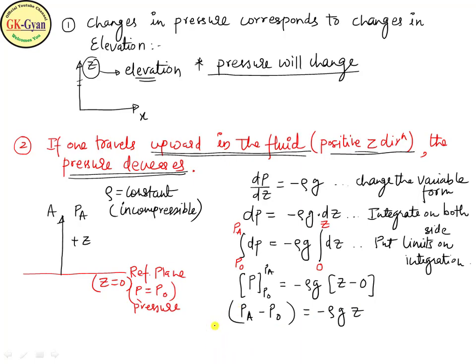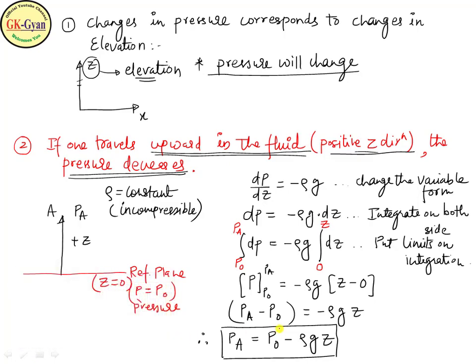Now, therefore PA equals P0 minus rho into g into z. This is the value we get for PA. Here we get the PA value from the reference pressure, rho g z.